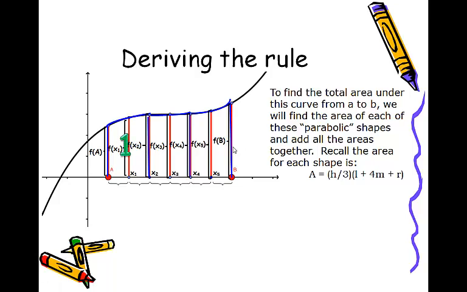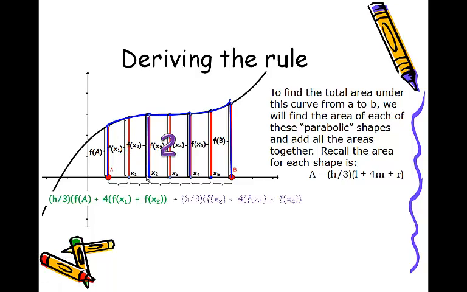So let's go ahead and do that. With the first shape, I would have h over 3, because each shape has h over 3 times the left height, which in this one would be f of a, plus 4 of the middle heights, and that's just from the formula for the area of this shape. So my middle height is f of x1, and then plus the right height, which is f of x2. So this here would give me the area of this first parabolic shape.